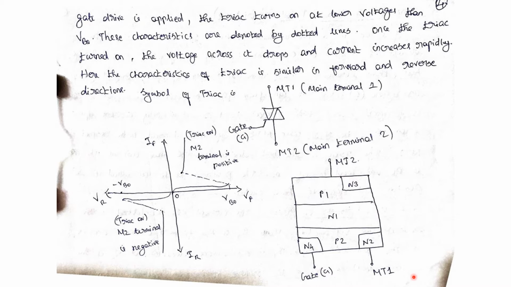Here, when MT1 is forward biased with respect to MT2, current flows from MT1 to MT2. When MT2 is forward biased with respect to MT1, current flows from MT2 to MT1. Then it will turn on when the gate drive is applied. The input is AC here. That's why it has got the name Triac.